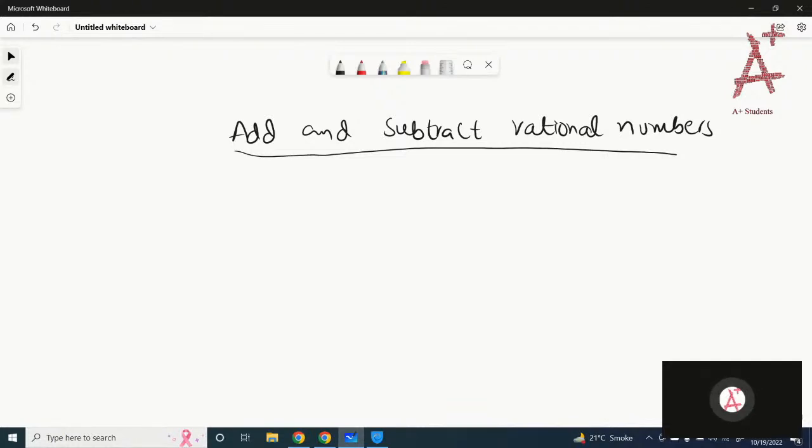So let's start with the next topic, that is add and subtract rational numbers. Let's start with an example. The first one is, you have to add 1 by 10 plus 3 by 10. So we have to add the numbers, and also you have to simplify your answer and write it as a proper fraction or as a whole or mixed number.